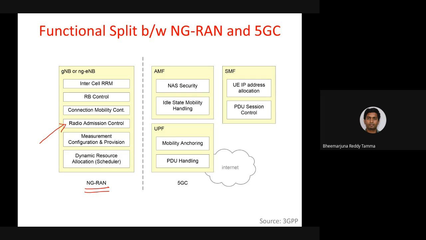We also have something called measurement configuration and provisioning, where the base station tells the user equipments when and how frequently they should report the channel state information and information about the neighboring base station, so that the base station can decide whether it has to increase or reduce the transmit power, or whether it has to hand over the user to the neighboring base station, or whether it has to change the MCS to a higher or lower value based on the SNR information that it is getting from the user.